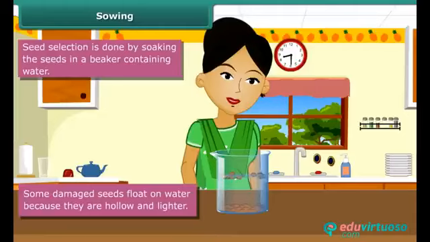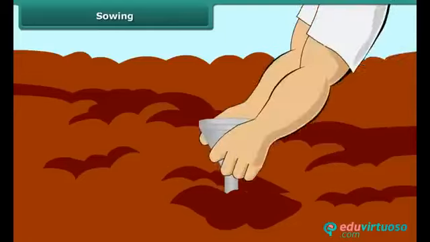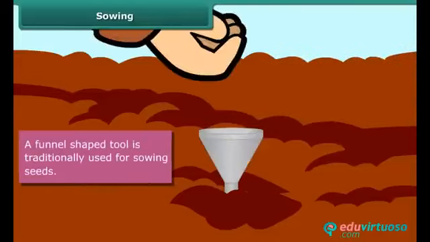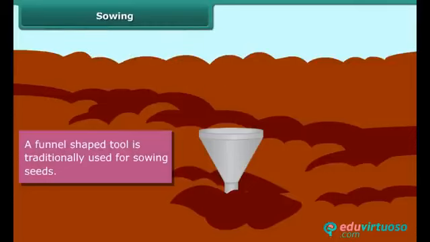Now let us see what are the tools used for sowing seeds. Look at this farmer. He has a funnel-shaped tool for sowing seeds. Observe closely. What is he doing with this tool? Yes, he is filling seeds into the funnel and passing them down through the sharp ends of the pipe to get them seeded in the soil. This is a traditional method and very easy.